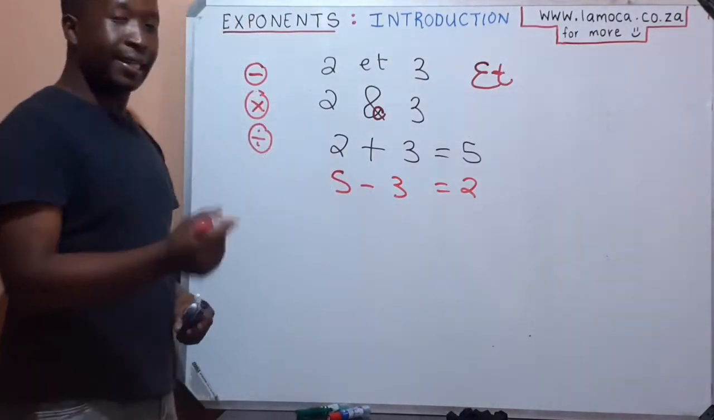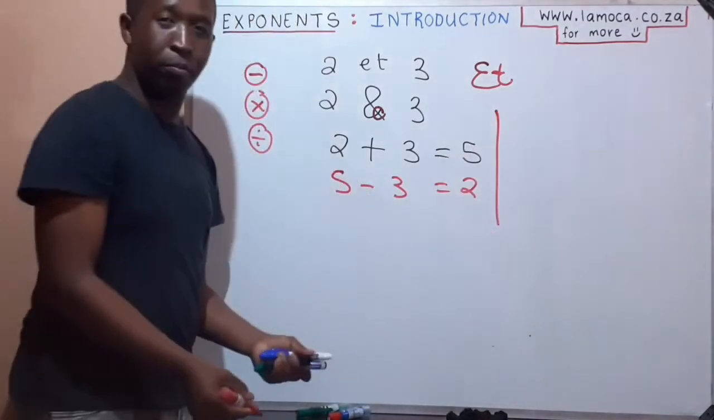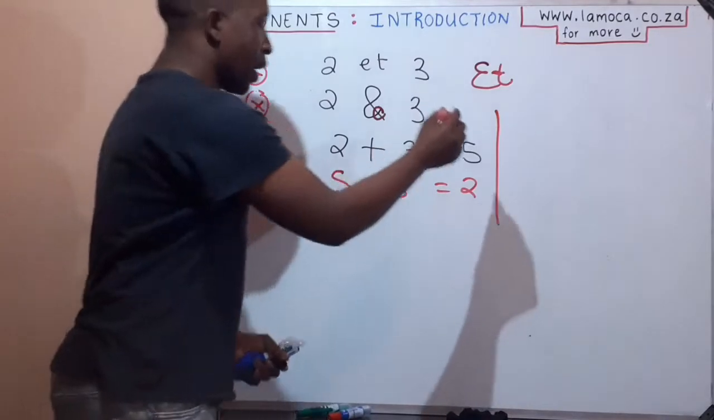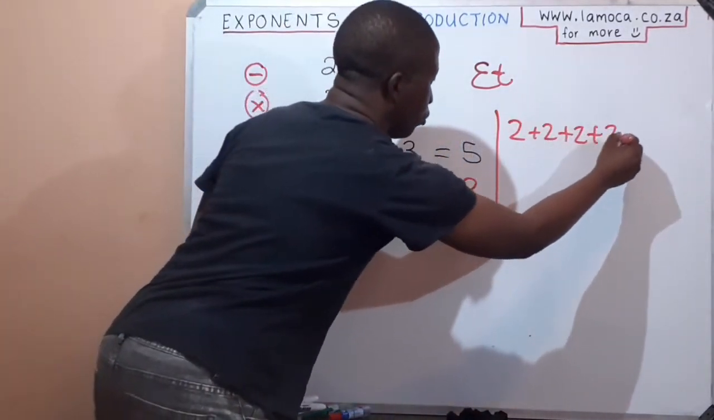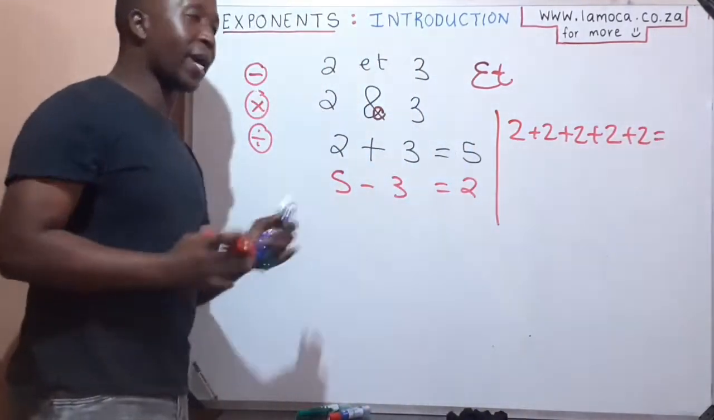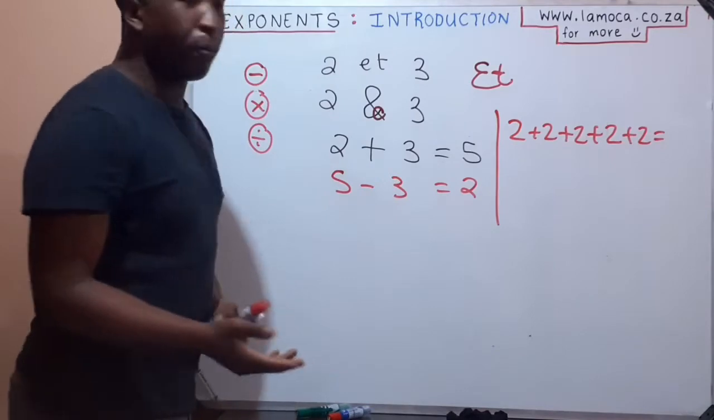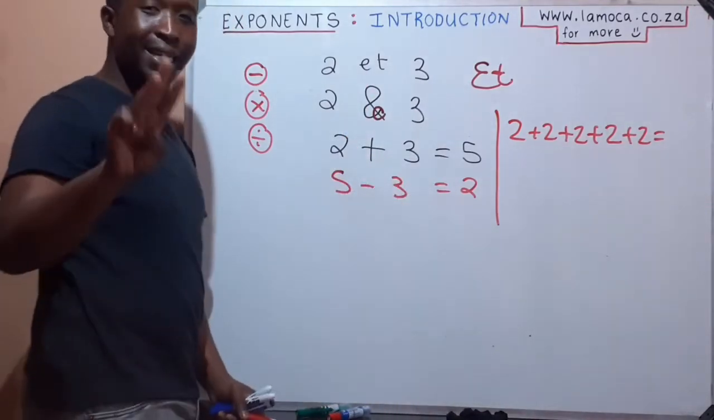Now, the other exciting symbol is this one of multiplication. And where does this one come from? Well, if you think about it, instead of writing 2 plus 2 plus 2 plus 2 plus 2, mathematicians are very lazy people. We pride ourselves with laziness. So we came up with an idea of cutting that short and representing it with only 3 symbols.